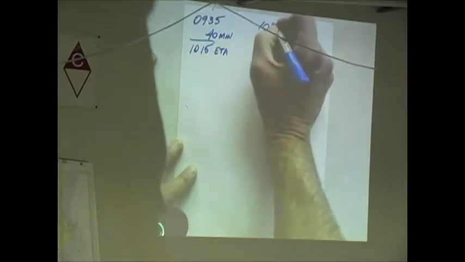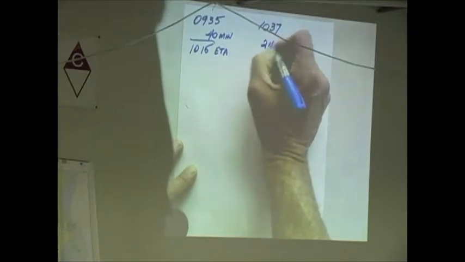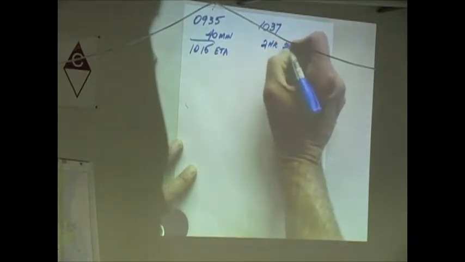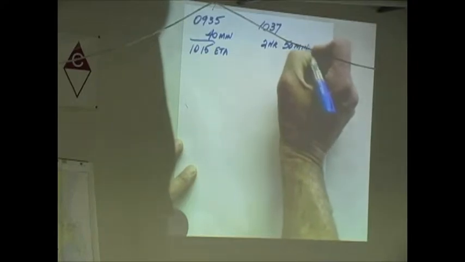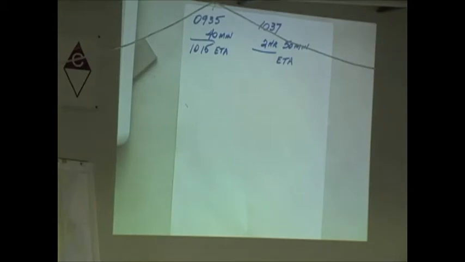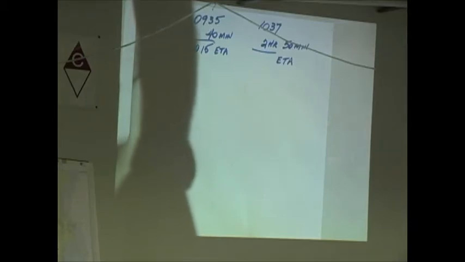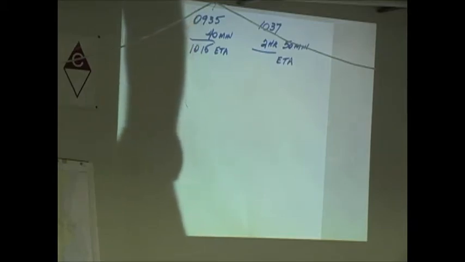We leave at 10:37, and we run for 2 hours and 50 minutes. What's our ETA? Now we get to thinking. I don't want the instructors to chime in here. They already know the answer. What do you got? 12:27? Do I hear something else? Is it 1:27? It's not right, she says.